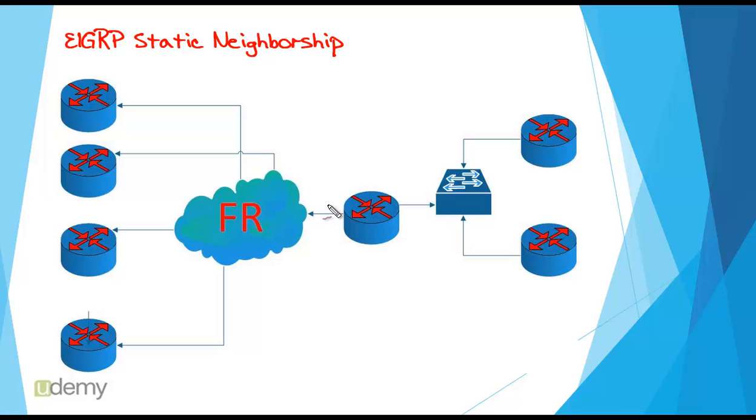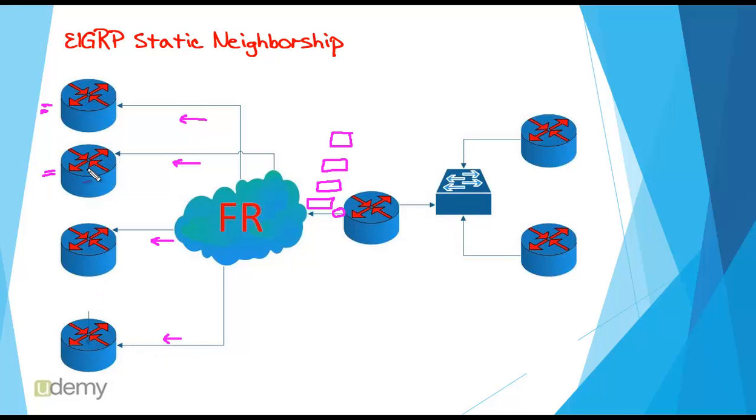But when could static neighborship be useful? A static neighborship could be useful in some networks such as Frame Relay. Assume that in this Frame Relay infrastructure, these two routers want to be EIGRP routers and these two do not. If you configure EIGRP on this subinterface, since Frame Relay cannot send multicast messages, it creates 4 copies of the EIGRP hello message and sends them over the 4 PVCs on this subinterface. A copy of the EIGRP hello message is sent to these 4 routers.